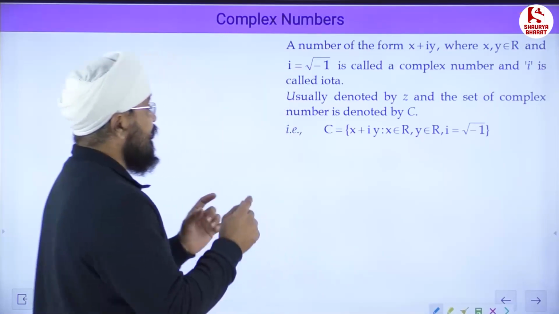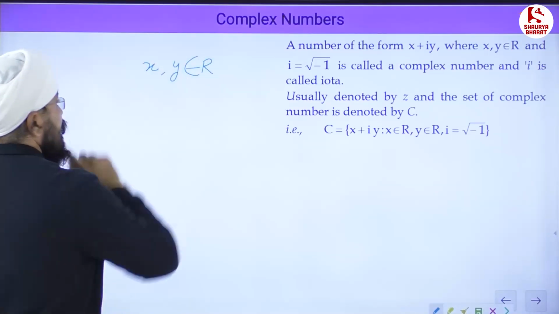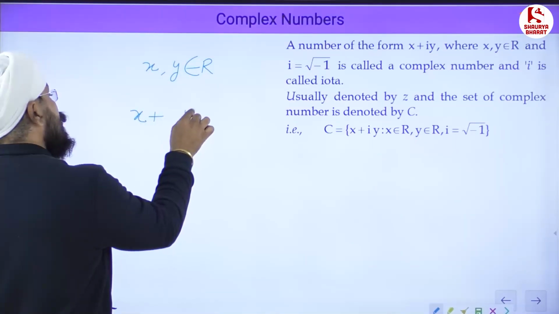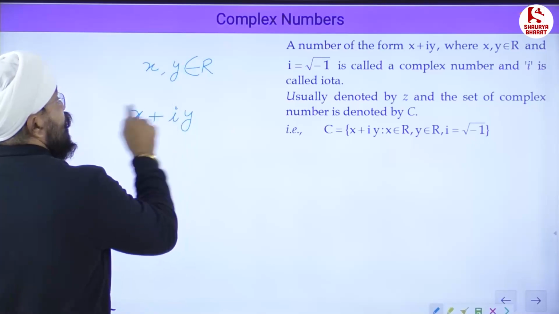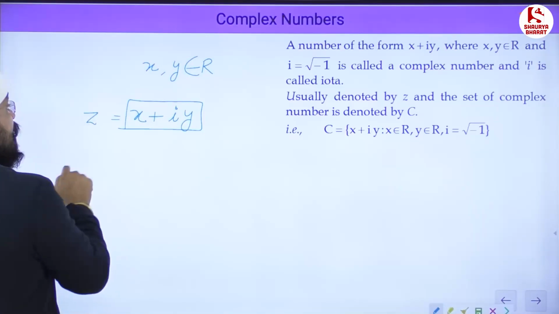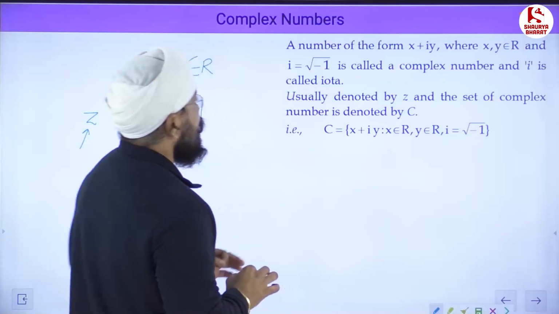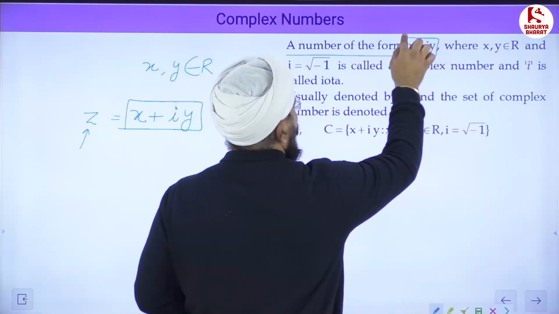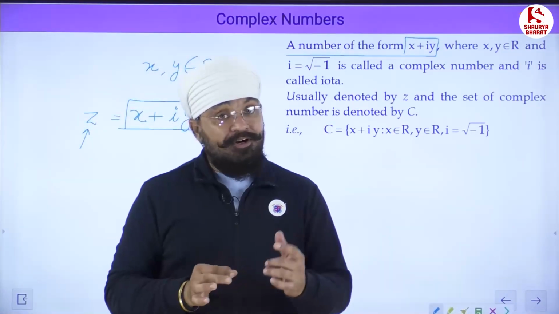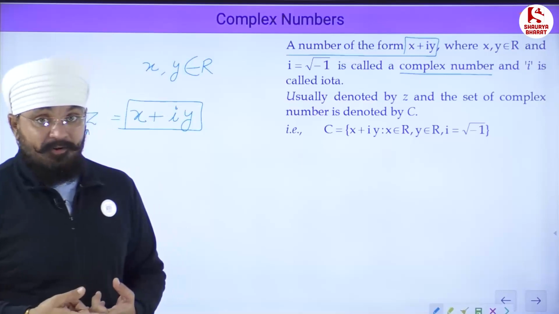So dear students, if I take any two real numbers, say x and y, then the form in which a real number is added to another real number containing iota is the Cartesian form of a complex number. Complex numbers are generally denoted by small letter z. A number in the form x plus iota y, where x and y are real numbers and I is iota, as we have already studied, is known as a complex number.